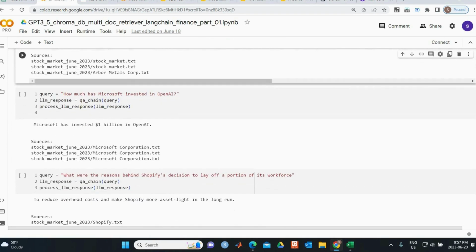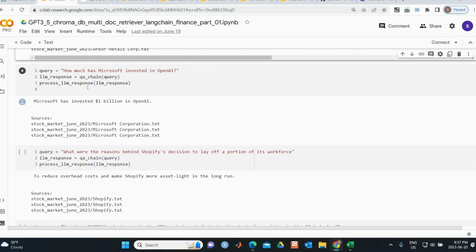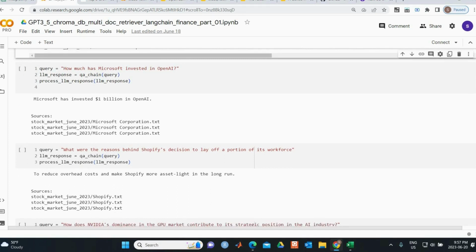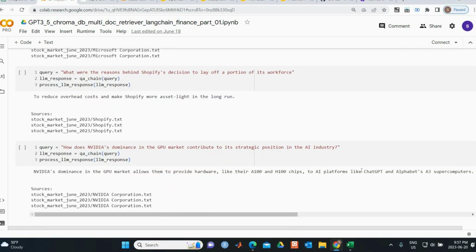Okay, so another question that I asked was how much has Microsoft invested in OpenAI? So Microsoft has invested $1 billion in OpenAI. So it's a straightforward question. Now I ask a bit more difficult question. What were the reasons behind Shopify's decision to lay off a portion of its workforce? To reduce overhead cost and make Shopify more asset light in the long run. Yes, it's a very short and nice answer.